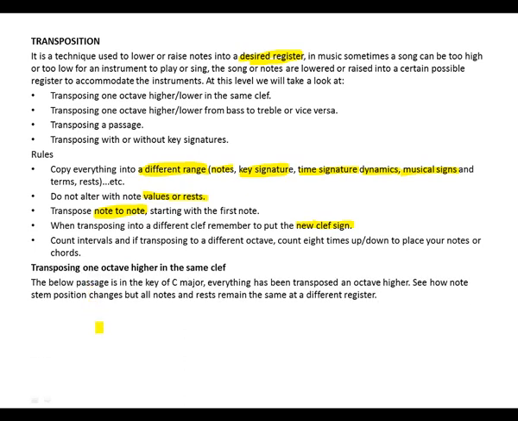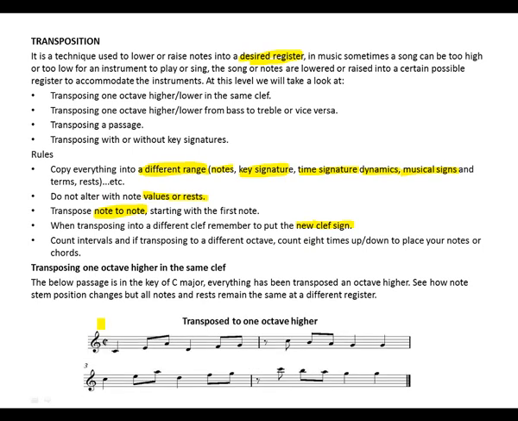Transposing one octave higher in the same clef. The below passage is in the key of C major. Everything has been transposed an octave higher. See how note stem position changes, but all notes and rests remain the same at a different register. So this is the given piece. You can see it starts on C, going to E, then A. It's been transposed an octave higher. So the below one here, it's been transposed. So the C, the middle C, was transposed an octave higher.